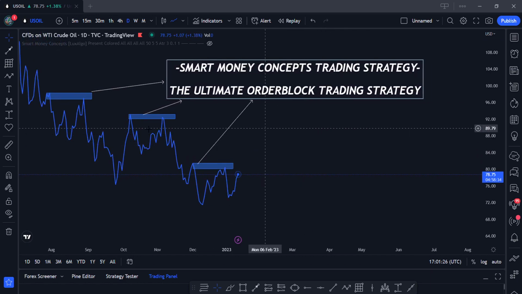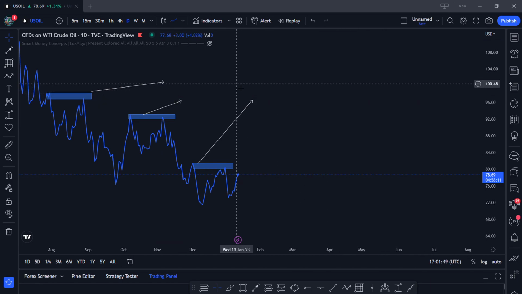Today, we're going to be going through one of the easiest methods when it comes to smart money concept trading. Today is mainly going to be about the ultimate order block trading strategy. First off, just going to go through some basic stuff here and delete these off the list.